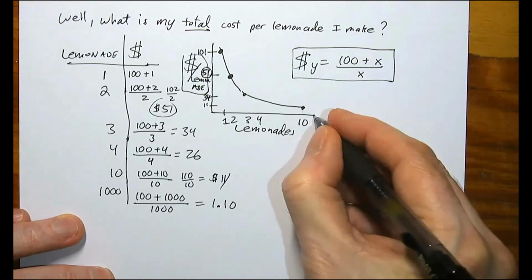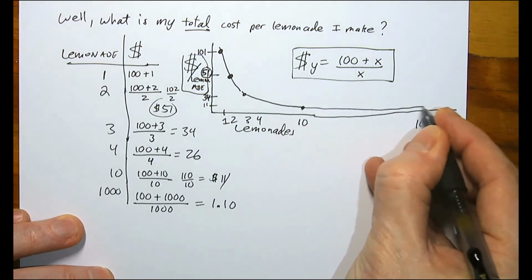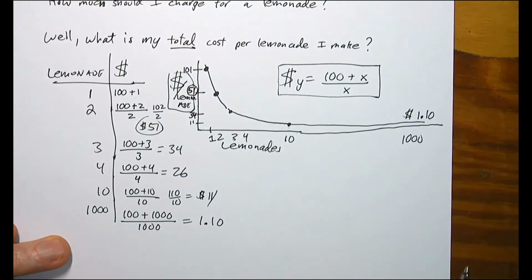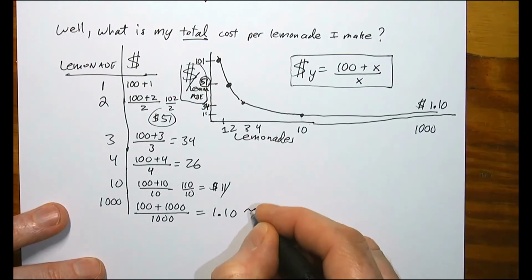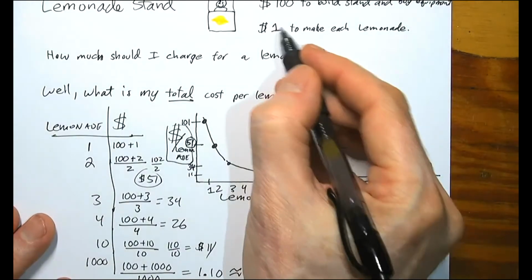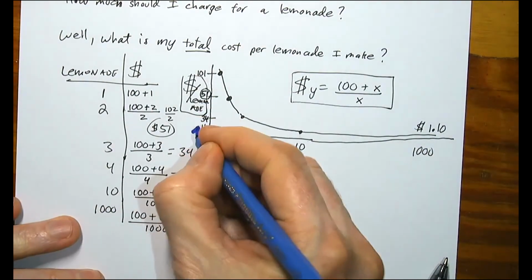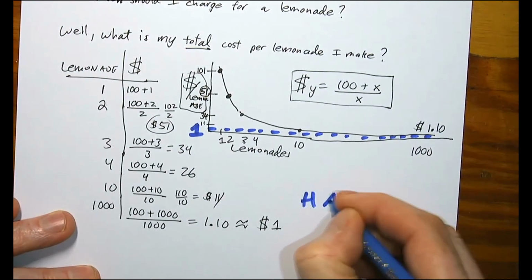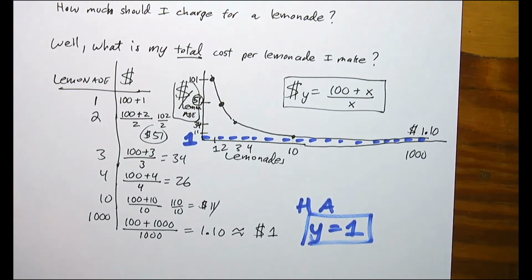So when I get up way out here to 1,000, the price is getting lower and lower and lower. It says $1.10, doesn't it? In fact, guess what I'm getting close to? $1. This price is getting closer and closer to $1, isn't it? But it never gets less than $1 because every lemonade costs me $1. So this is the horizontal asymptote at $1, just like this, we're getting a horizontal asymptote of y equals 1. We're getting closer and closer to making it just cost me $1.